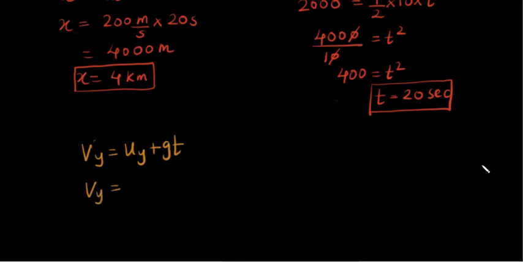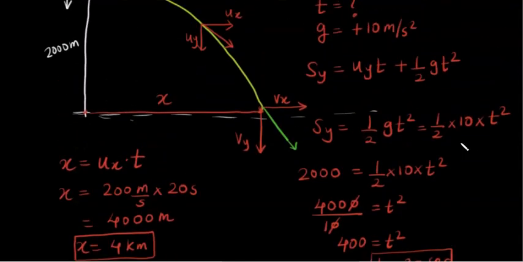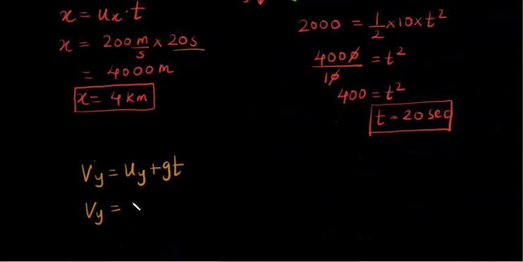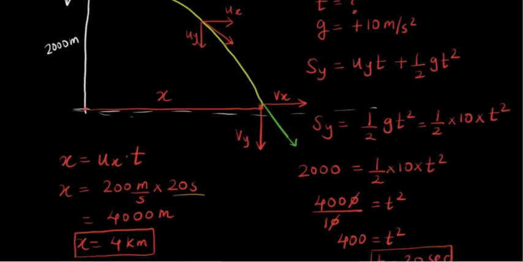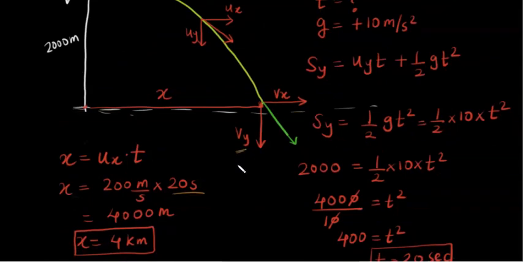Vy is the velocity when the bomb reaches the ground. When the bomb reaches the ground, the time is 20 seconds, so we put 20 seconds here. But Uy is 0, since when the bomb is dropped, the initial velocity in the y direction is 0. So here it will become 10 into 20, which is 200 meter per second. So Vy is 200 meter per second. I will write it here like this.